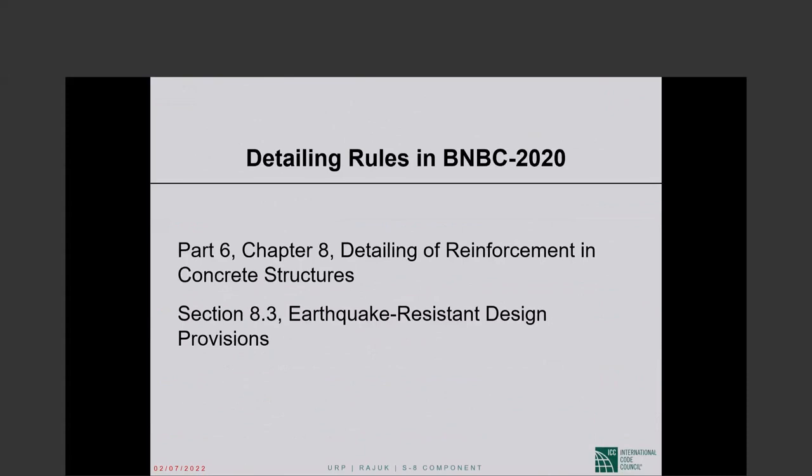And then Part 6, Chapter 8 has the detailing requirements, detailing of reinforcement in concrete structures. That is for all concrete structures. If you want earthquake-resistant detailing requirements, those are in section 8.3. So we will make use of them, not today, but starting on Wednesday.